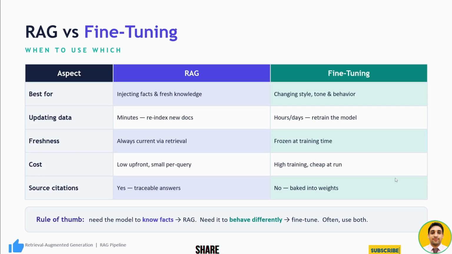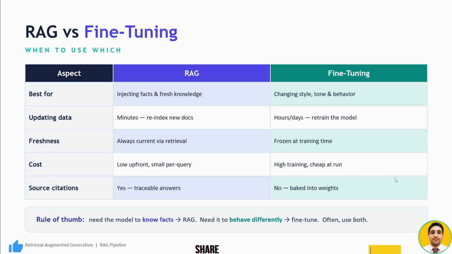In terms of freshness, RAG remains always current because it retrieves live information at query time, while fine-tuning is frozen at whatever point the training happened. When it comes to cost, RAG generally has a low upfront cost with only a small additional cost per query, whereas fine-tuning involves a high upfront training cost but becomes cheap to run afterward.